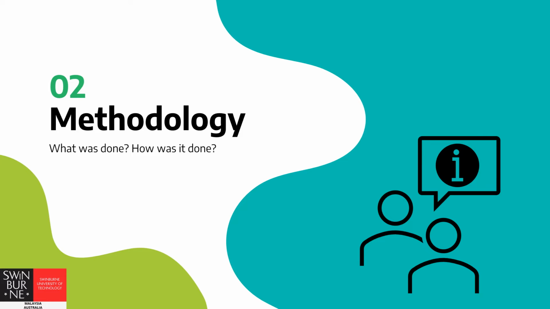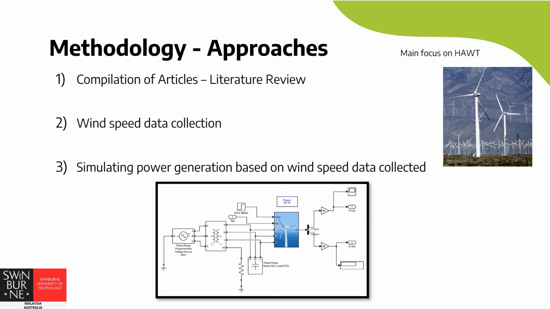Proceeding into the actual research, I would like to present how it is done. The methodology for this research comprises of three parts. The first one being the literature review with all the articles. The second will be wind speed data collection from two sources, Global Wind Atlas and the Malaysian Meteorological Department, and power simulation from Simulink. This model and other details may be found in the report. The main focus for this research will be on the horizontal axis wind turbine.